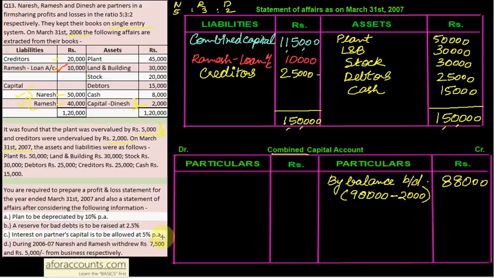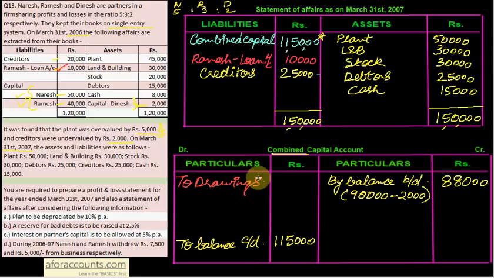Now closing capital. So to balance carried down. Take closing from here. 1,15,000. Okay, closing capital. Now what is remaining for capital account? Drawing, additional capital and the balancing figure will be your net profit before adjustment. So drawings. Let's read. Where are the drawings given? See, last point. During 2006-07, Naresh and Ramesh withdrew 7,500 and 5,000 from business respectively.